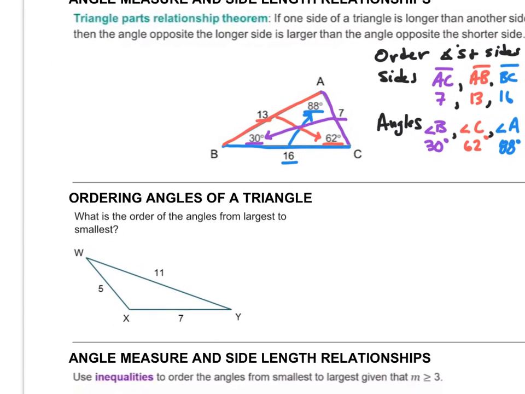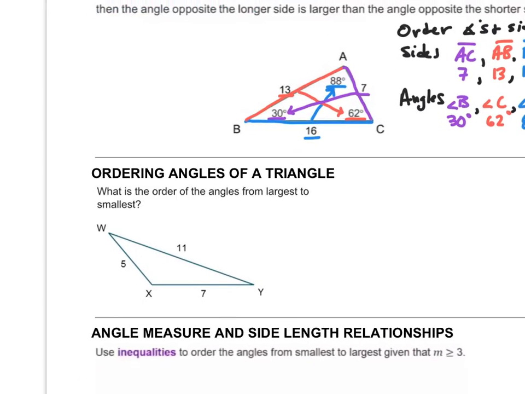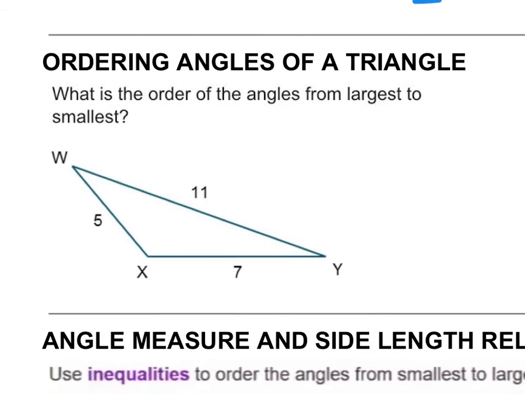So now let's take a look. What I want to do is order the angles of a triangle. We don't know what the angle measures are, but we do know the side lengths of this triangle, WXY. So we want to order the angles from largest to smallest. Let me do this. I'm going to do largest to smallest.